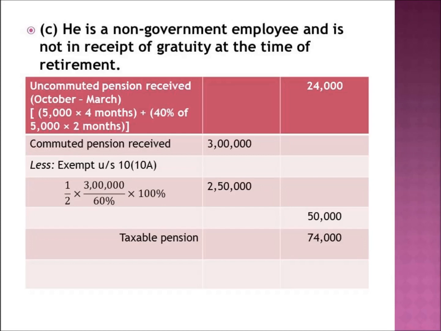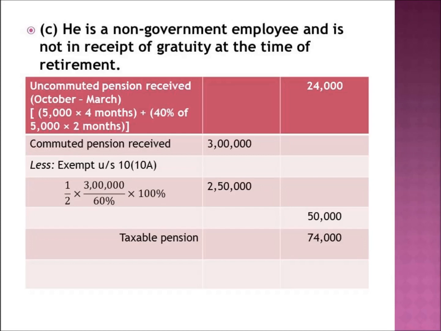So this 24,000 remains the same, that is 5,000 for 4 months from October, November, December and January, and 5,000 into 40%, that is 2,000 for 2 months, because he commuted 60% of his pension on 1st of February. So now he'll receive only 40% of the pension, that is the uncommuted pension will now become only 40%. So 40% of rupees 5,000, that is 2,000 for 2 months, February and March, that is 4,000. So 20,000 plus 4,000 is equal to 24,000 is the uncommuted pension received, which will be fully taxable.